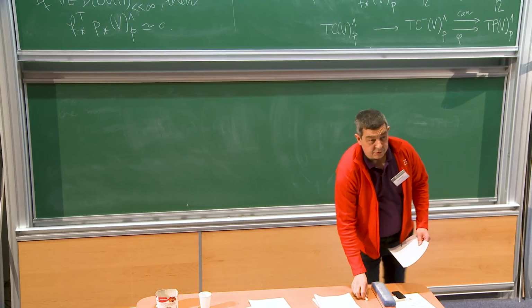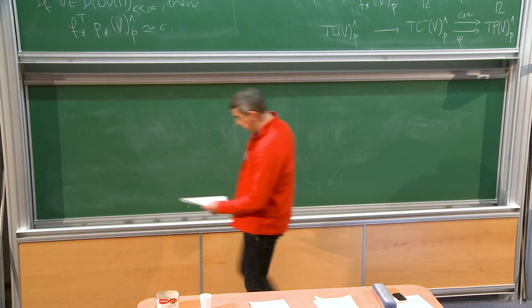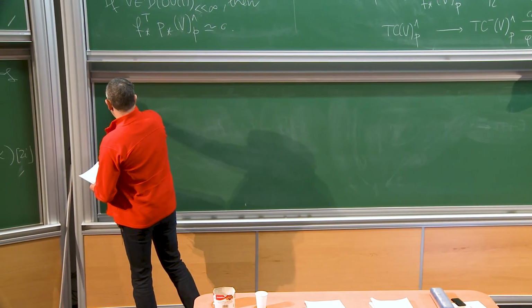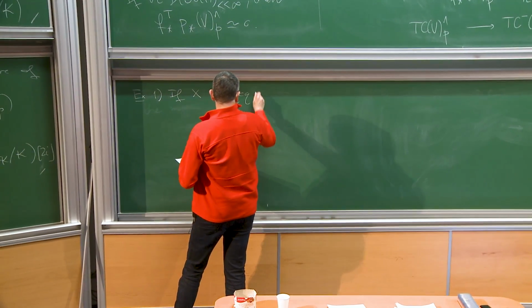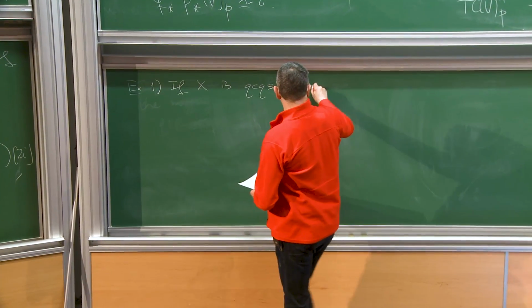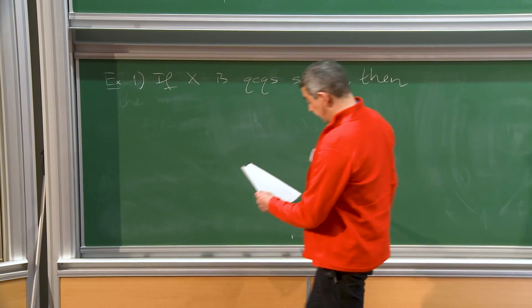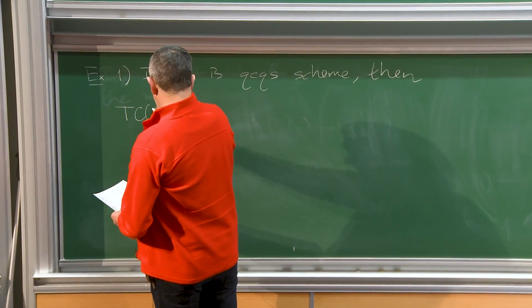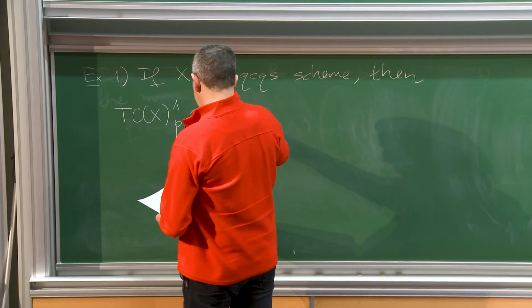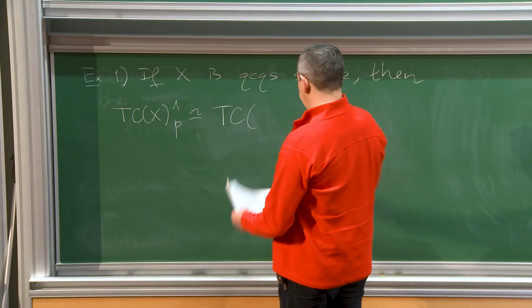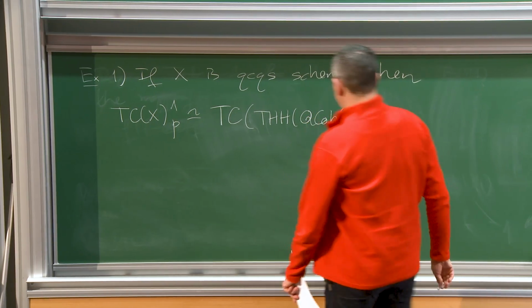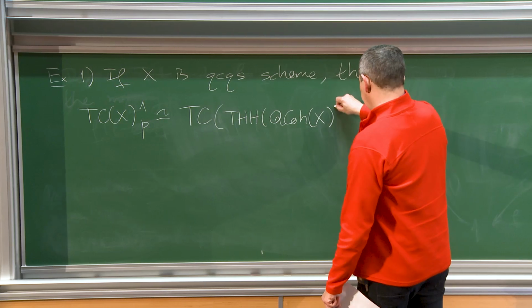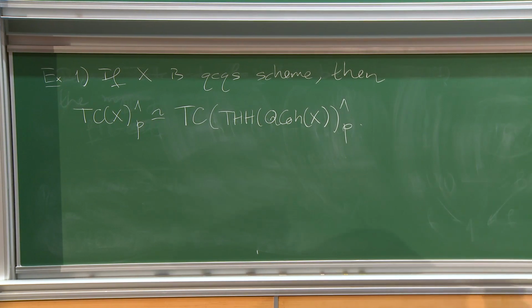So if we want to apply this in a geometric situation, then we should get some cyclotomic spectrum to apply it to. So, for example, if X is a QC-QS scheme, then its stable infinity category of quasi-coherent sheaves is dualizable, and so we can take THH of that and then take TC of that, and that's the definition of TC of X.